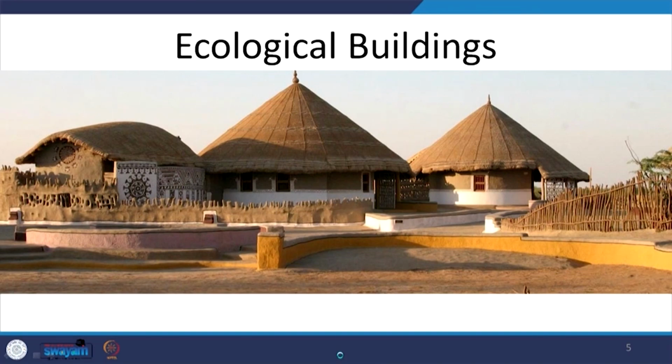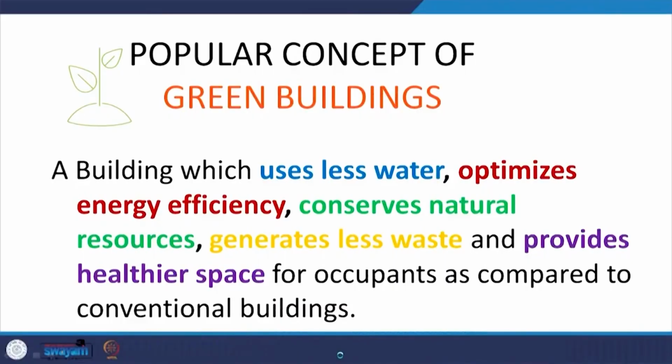It consumes the materials which are most conveniently available locally, and they use it in a manner that it does not affect the ecology around these buildings, and such buildings only enhance the ecology around. So, they do not disturb the ecology around them. The most popular concept is that of a green building.